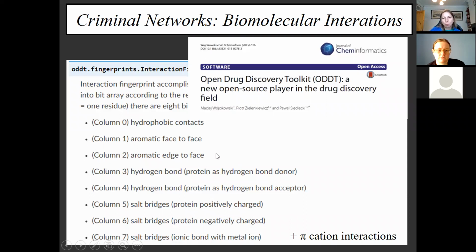These tend to not be as strong because you've got the edge of the aromatic ring interacting with the pi electrons, so it's not as strong as face-to-face interactions, but nevertheless there's enough polarizable electron density in those pi electron clouds for this aromatic edge to face to be a consideration. Hydrogen bonds are of course absolutely critical to biomolecular structure and interactions.